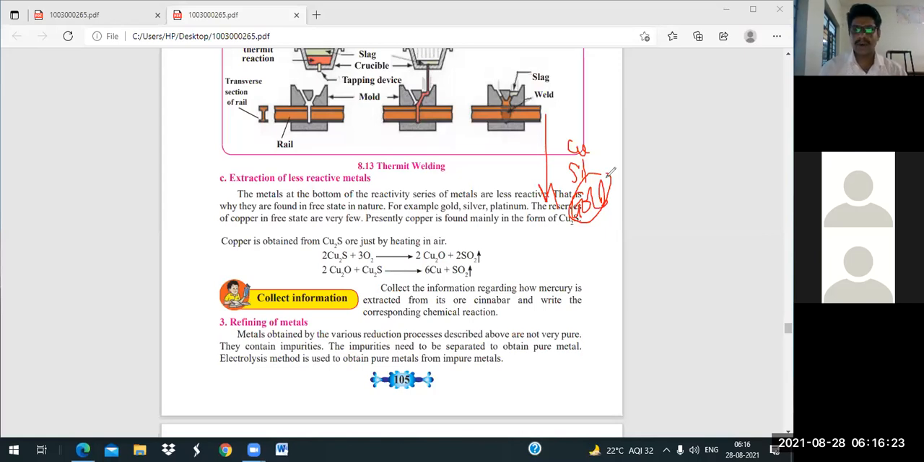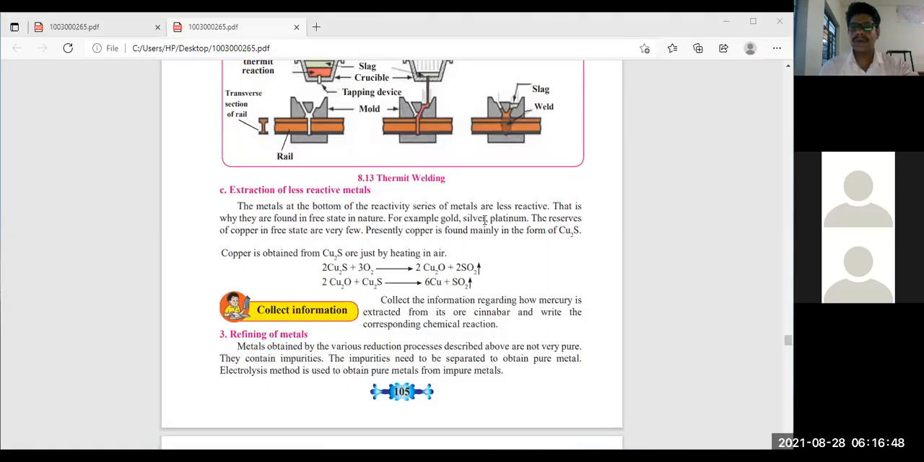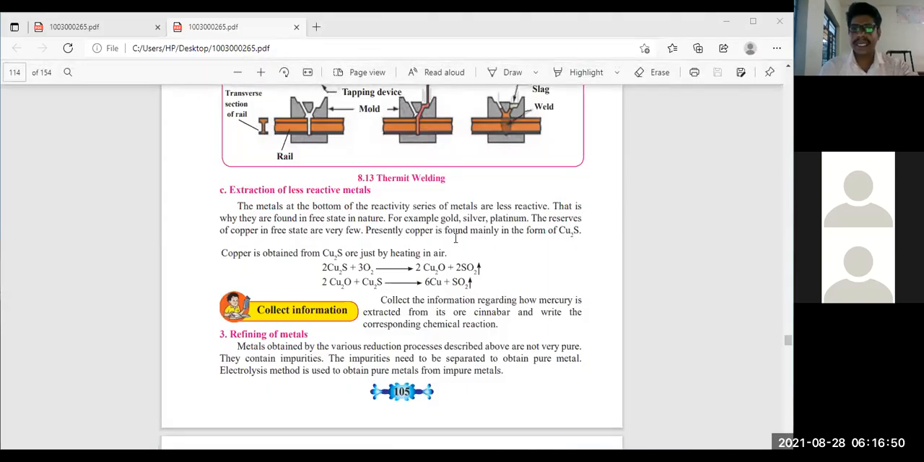You know, for obtaining gold we have to do mining. A lot of mining, and we have to remove a lot of soil, and then we are getting some gold. Due to that its cost is high. Then here, silver, gold, and platinum are found in nature.